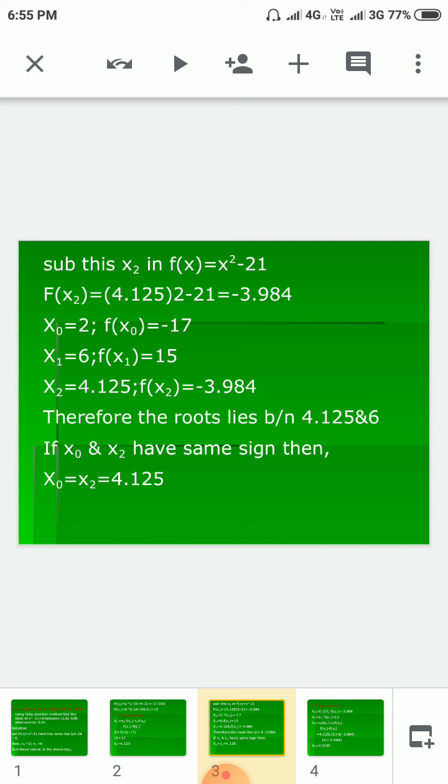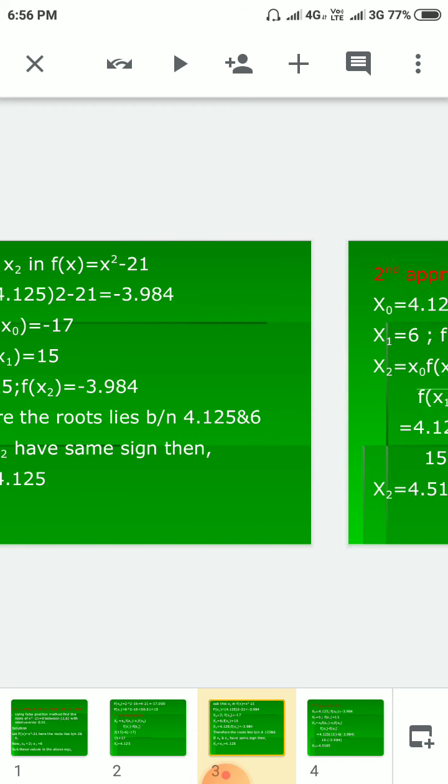So we know that the root lies between a positive value and a negative value, that is 4.125 and 6, that is, the root will exist between x2 and x1. Since x naught has minus 17 and x2 has minus 3.984, these two values have the same sign, so now we can assign the value of x2 as x naught. Therefore x naught is equal to x2 is equal to 4.125 now, right? We are assigning the value of x2 to x naught.